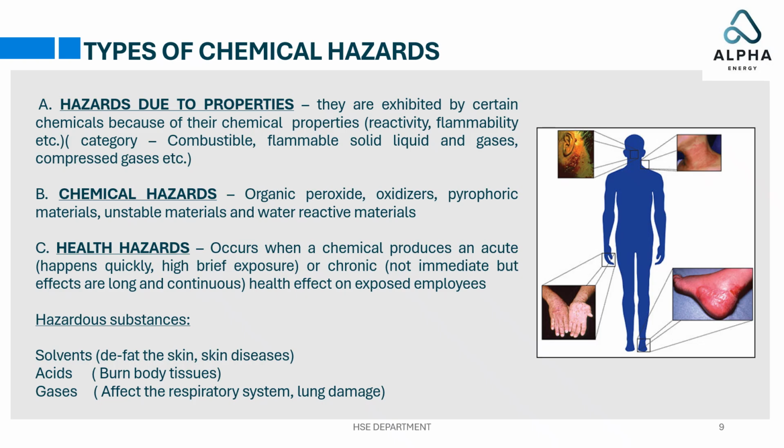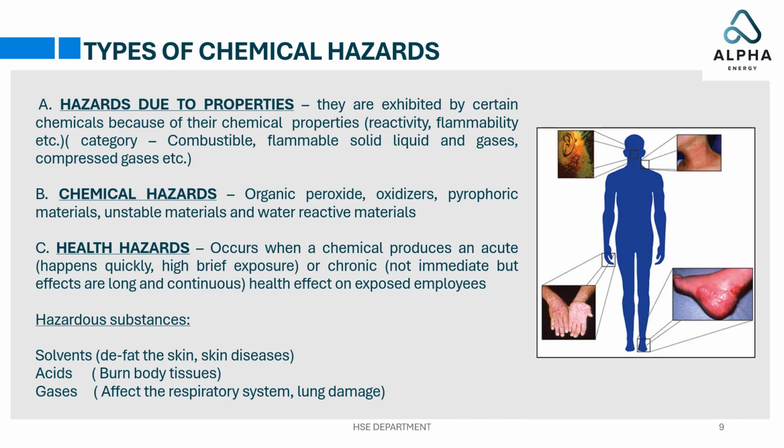Types of chemical hazards. Hazards due to properties. They are exhibited by certain chemicals because of their chemical properties, reactivity, flammability, etc. Categories: combustible, flammable solids, liquids and gases, compressed gases, etc. Chemical hazards also include organic peroxides, oxidizers, pyrophoric materials, unstable materials, and water-reactive materials.